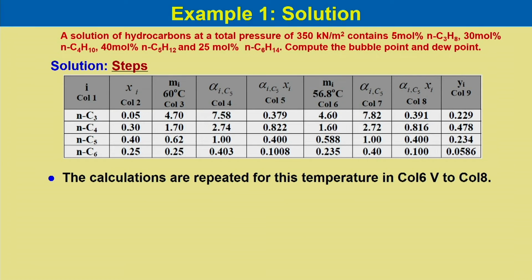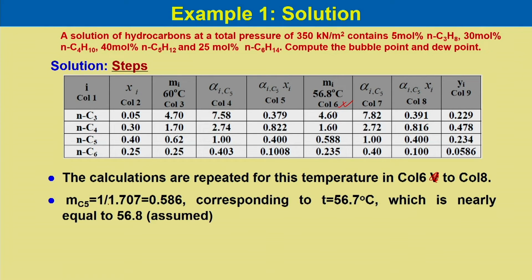Now, the calculations are repeated for this temperature in column 6 to column 8. Similar to the earlier one, at this temperature, we can calculate the summation of this, which would be 1.707, and with respect to that we can calculate mC5, which is 0.586, written over here. This is close to this temperature, and corresponding to that we have 56.7 degree centigrade, which is nearly equal to the 56.8 assumed. So, further calculation has not been done. So, this is how we can obtain the bubble point temperature.